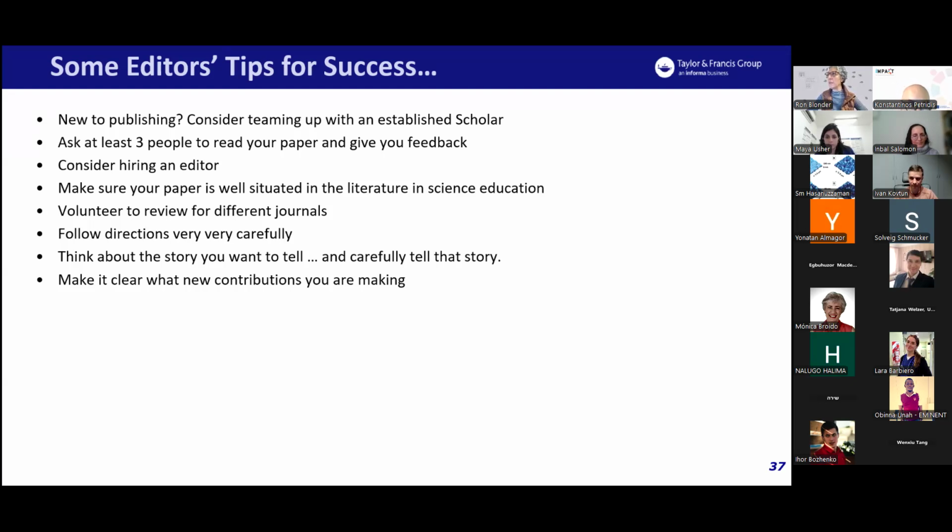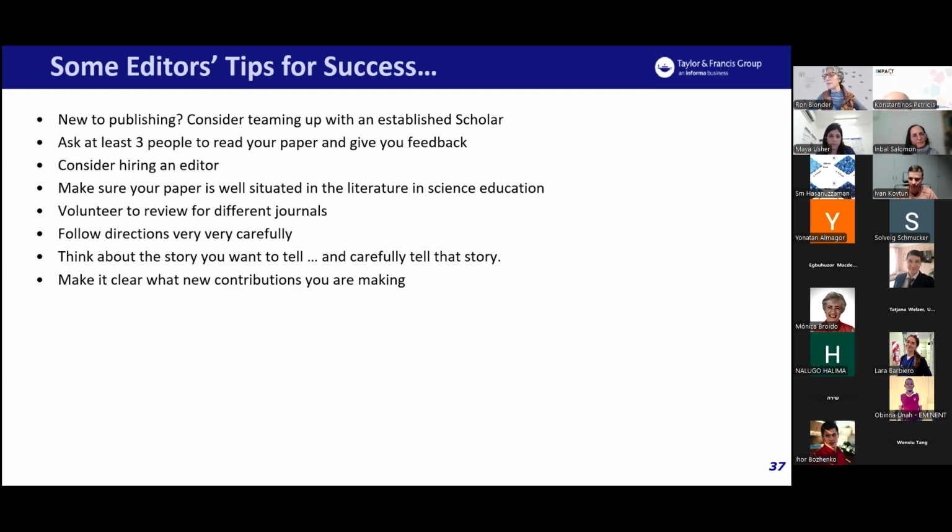Make sure to take a language editor, especially if English is not your first language, okay? Why not? Pay the money and do it. Make sure to situate your research in the literature of science education or your field in order to explicitly show what is the contribution of your research. If you want to learn, volunteer to be a reviewer, because in this process you learn a lot. When you review others' papers, you learn a lot. Follow the directions for the authors very, very carefully, as we heard.